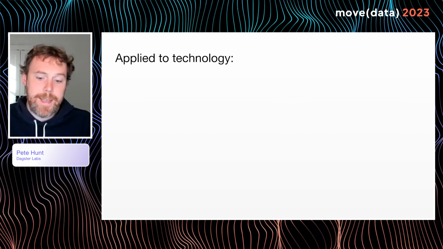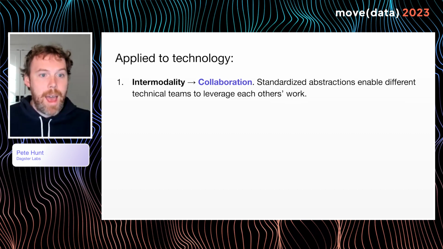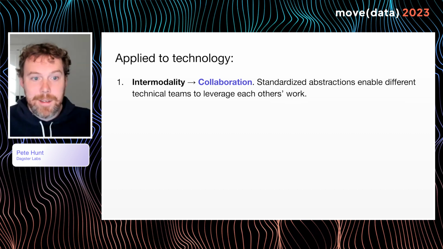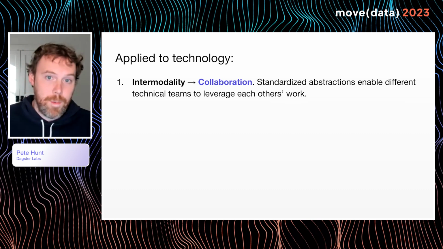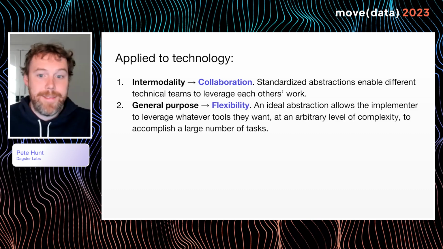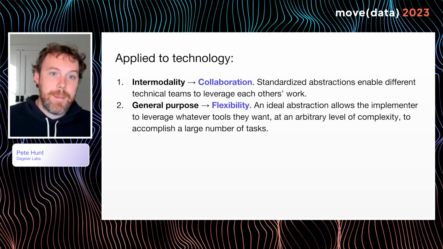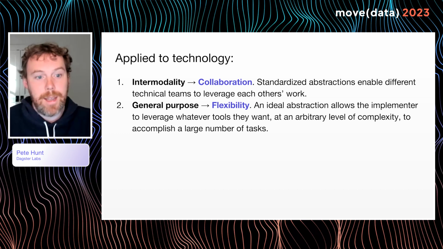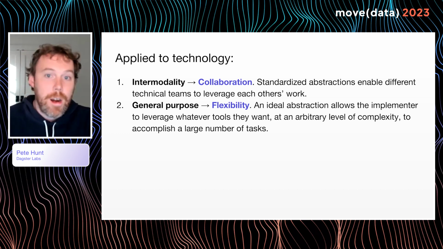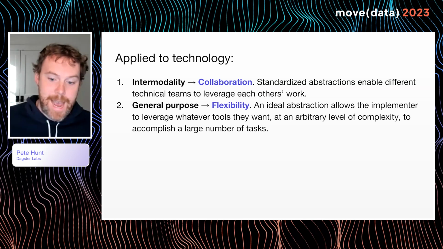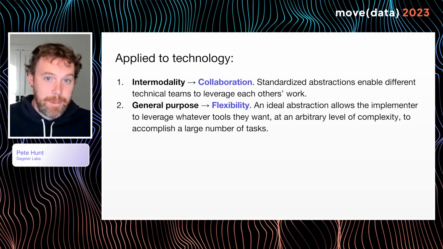So if we were to apply this to technology, I would say we're not really talking about intermodality. We're talking about collaboration. A standardized abstraction, like a shipping container, can enable different technical teams to leverage each other's work. And the second is flexibility. Ideally, the abstractions that we would adopt cross-team would allow implementers to leverage whatever tools they want at an arbitrary level of complexity to accomplish a large number of different tasks, maybe ones that we haven't even thought of yet.